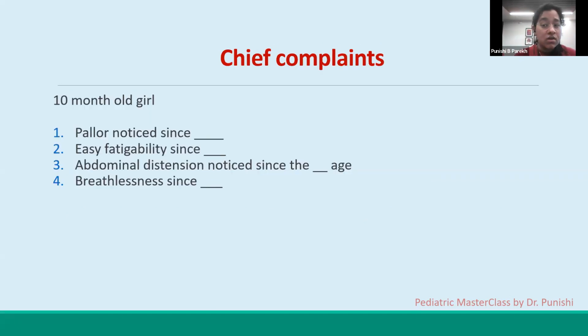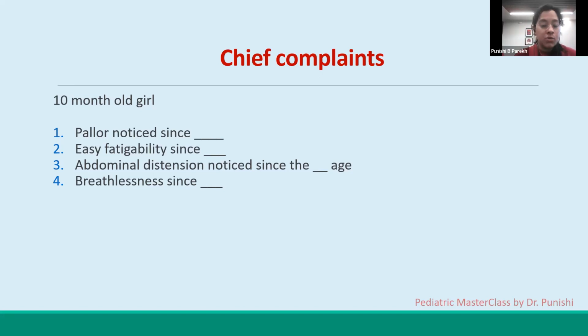So there's a 10-year-old girl who's presenting with pallor noticed by the mother since 8 months of age, with easy fatigability noticed again since 8 months of age, abdominal distension noticed since 9 months, that is almost since 1 month back, and breathlessness for the past 1 week. Okay, so again, I'll repeat. My chief complaints are pallor since 8 months, easy fatigability since 8 months, abdominal distension since 9 months of age, and breathlessness for the past 1 week.